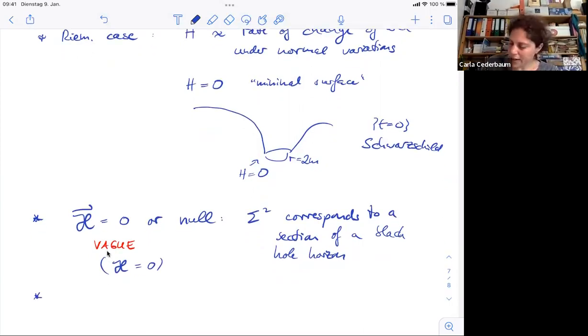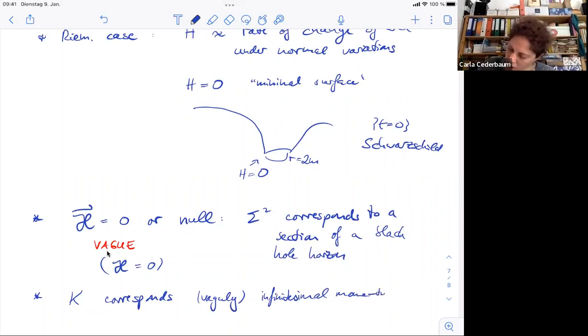And also the second fundamental form K of an initial data set inside a space-time corresponds, in a Hamiltonian perspective, vaguely and up to some modifications, to the infinitesimal momentum of the initial data set in the space-time. Okay.